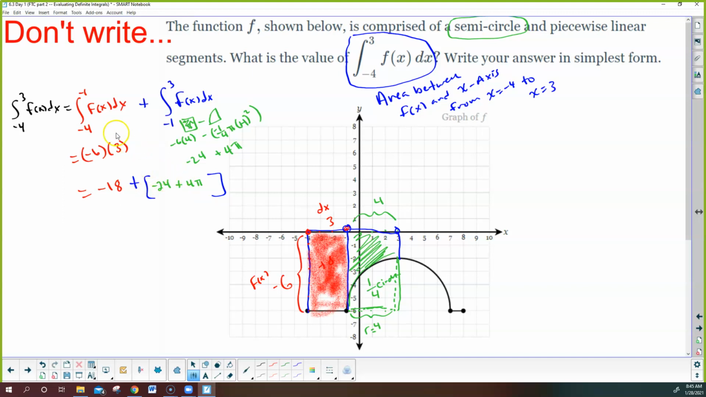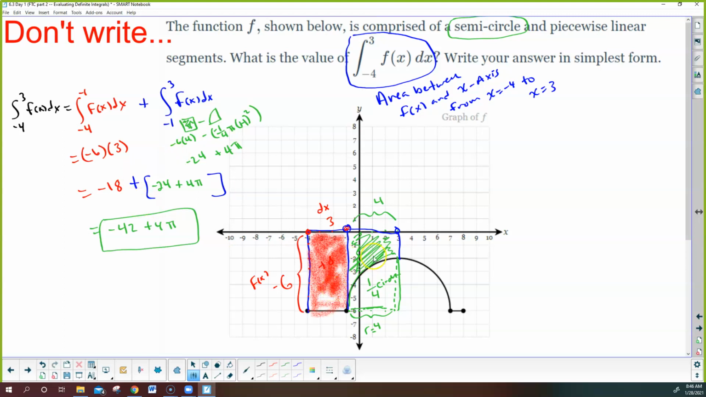So now I'm taking the area of the red part plus this piece here, which we don't have a great way to do this, and it says write your answer in simplest form. So I would have to take -18 and add that together. So that's, I think it's -42, -42 plus 4 pi. And that would represent the area of the shaded region here.